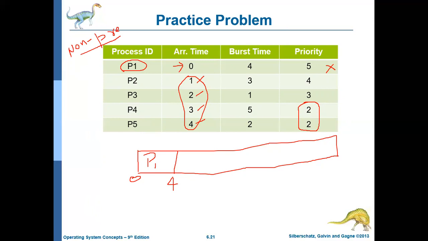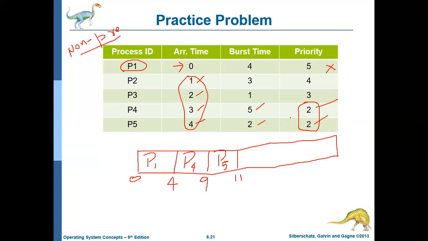In the ready queue, at first you have P4, so P4 will get the processor. It will execute for 5 milliseconds, that is, from the 4th millisecond to the 9th millisecond. Then P5 will get the processor. Its burst time is 2 milliseconds, so it will execute from the 9th millisecond to the 11th millisecond.